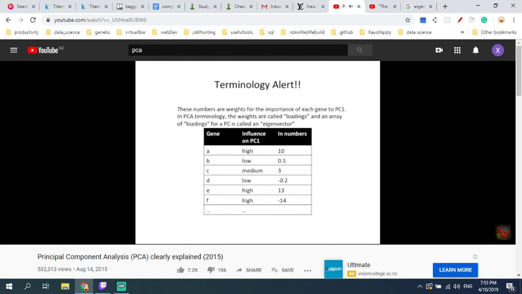Lastly, here's a terminology alert. The way I've been describing things has been fairly intuitive, but there's actually a lot of technical jargon for principal component analysis. The numbers that describe the weights for the importance of each gene to principal component 1, I've just been calling influence, or weights. But in PCA terminology, those weights are called loadings. An array of loadings is called an eigenvector.